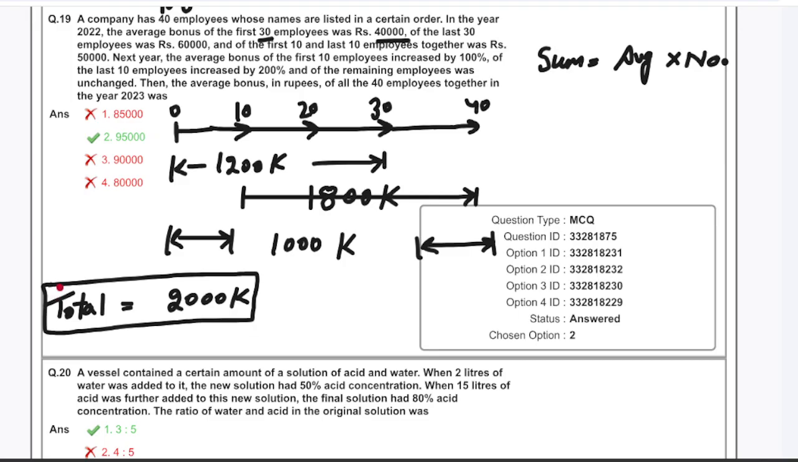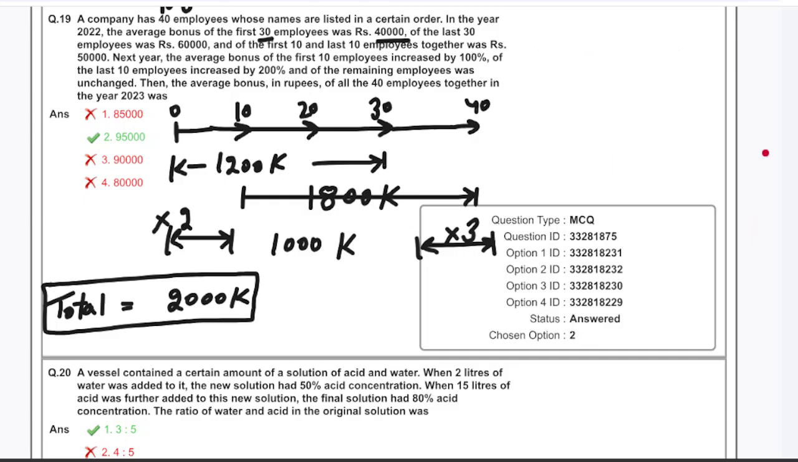Now the question says, next year the average bonus of first 10 employees increased by 100%. So this became double. And for the last 10 employees increased by 200%. That means this became triple. Now, average bonus in rupees for all the 40 employees. Now, for all the 40 employees, that means you need to know for the first 10 employees differently. You need to have a sum for the last 10 also, 30 to 40 also, and for 10 to 30 also. How to find it out? Let's understand that also.